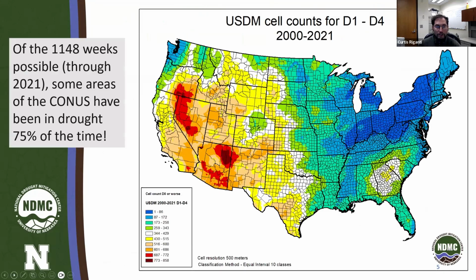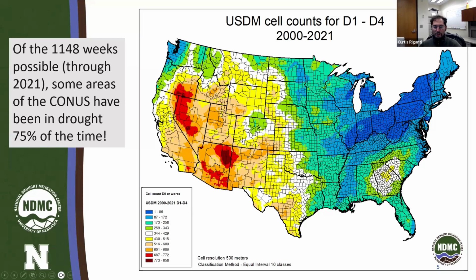All right. So this map here looks at the history of the Drought Monitor from the year 2000 through 2021, and wanted to show this to give you an idea of over the last couple decades, generally speaking, and this doesn't have the last 3 years of data, but what are some of the kind of drought hotspots that we've seen over the last couple decades?